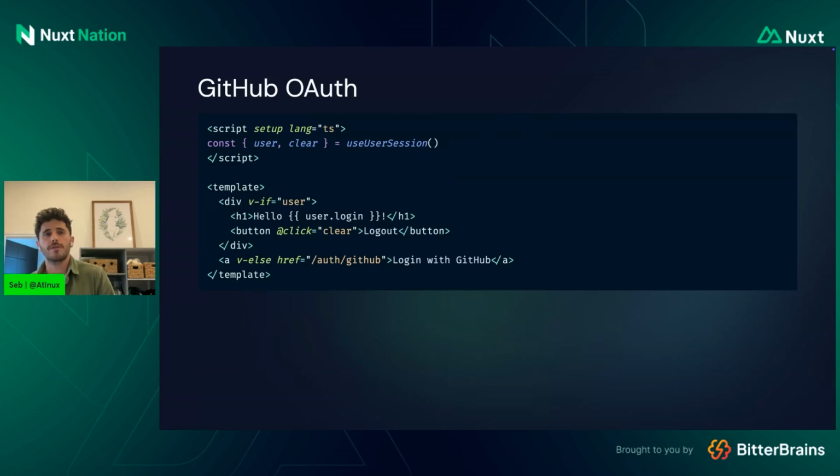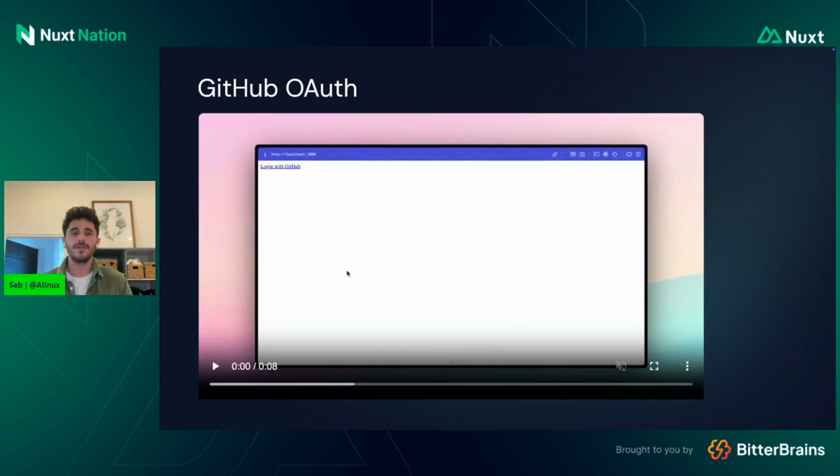So how does it look on the front end? Here I'm using useUserSession to know if the user is authenticated. If they're authenticated, I'm saying hello with the username. Otherwise, I'm using a link to go to /auth/github. I cannot use the NuxtLink here as it's not a Vue page, but a Nitro route. So let's see how it looks in video.